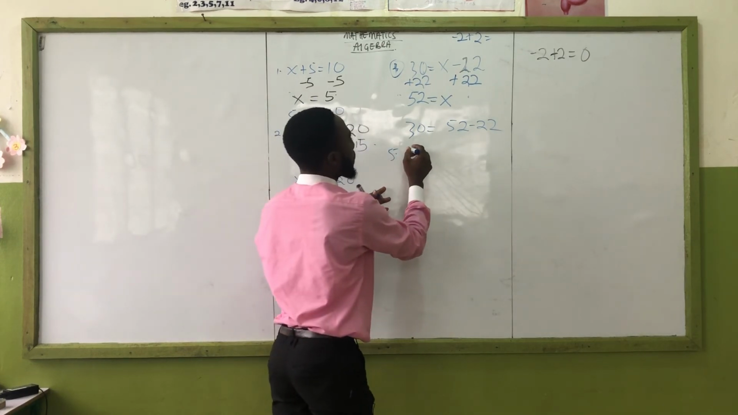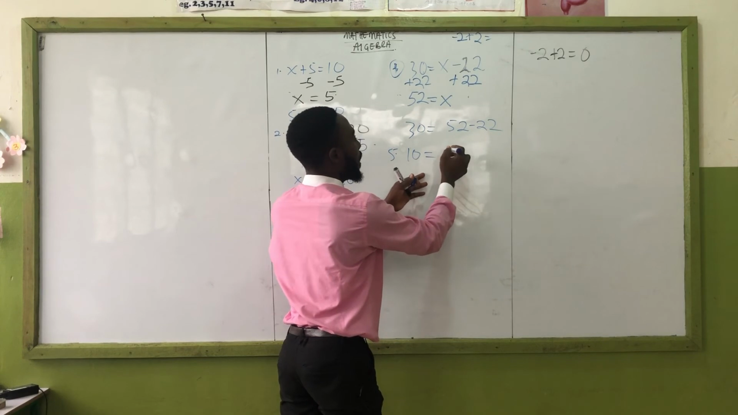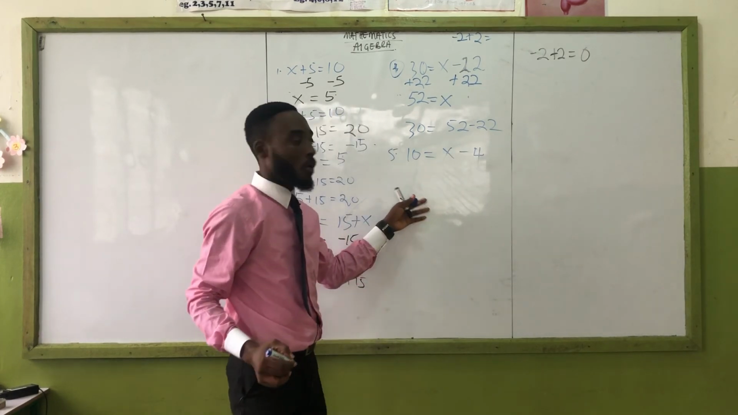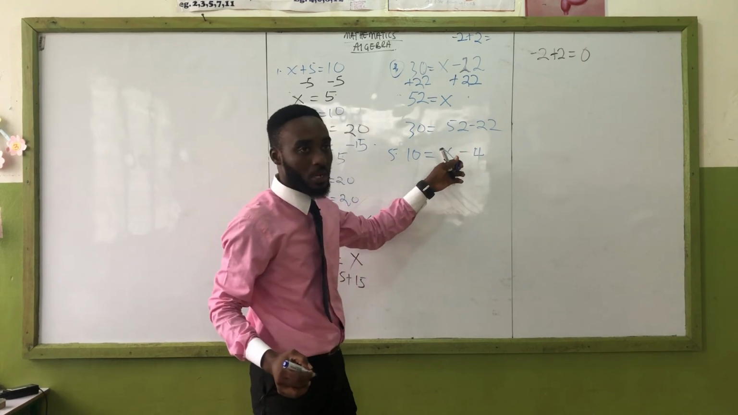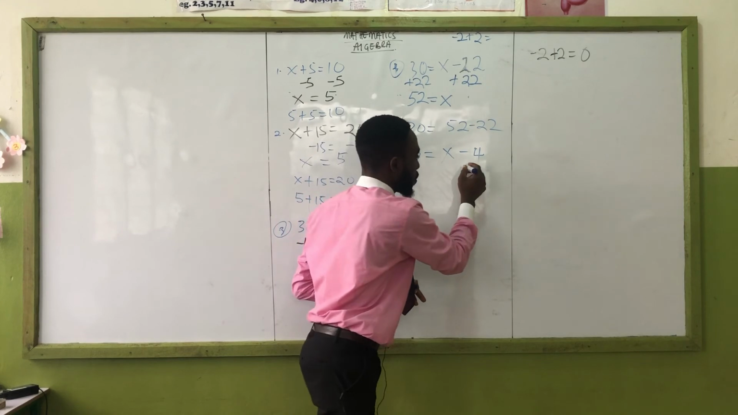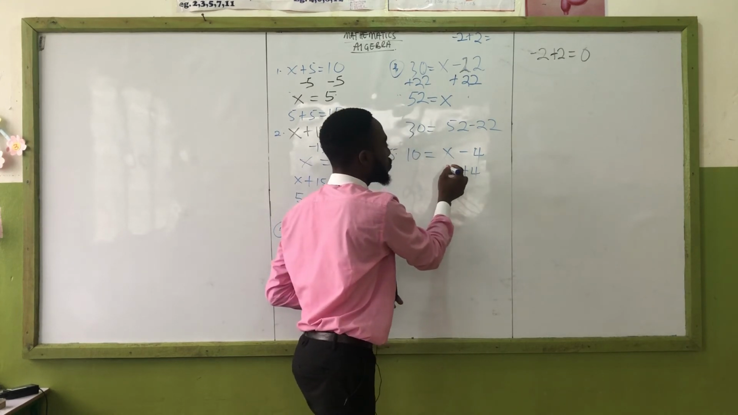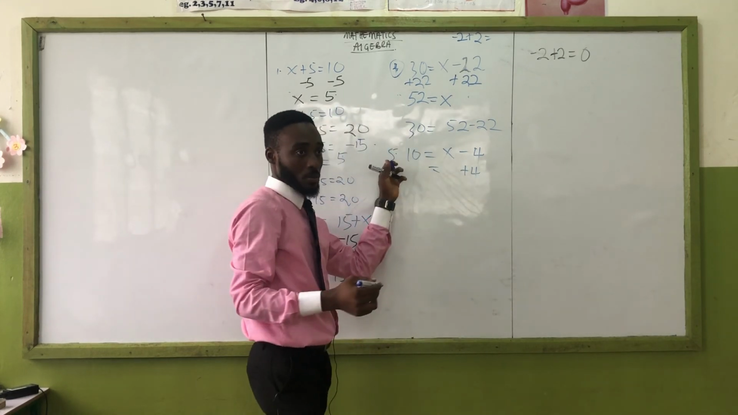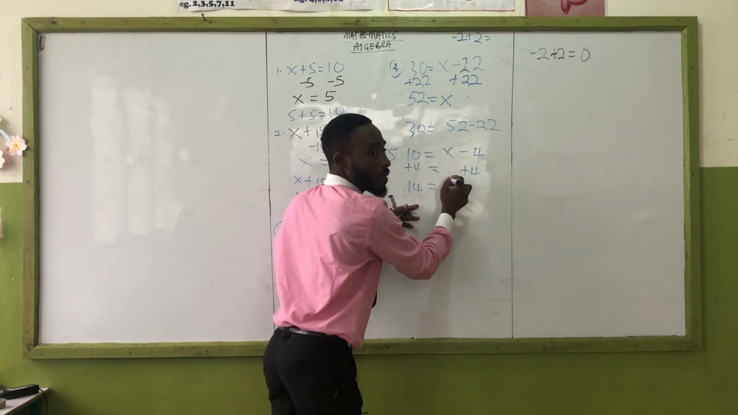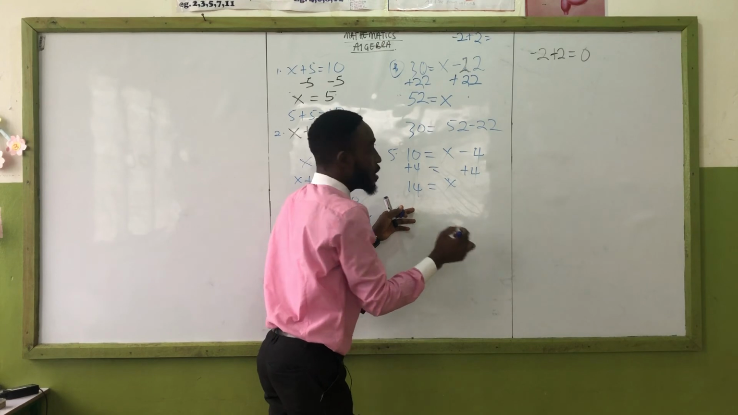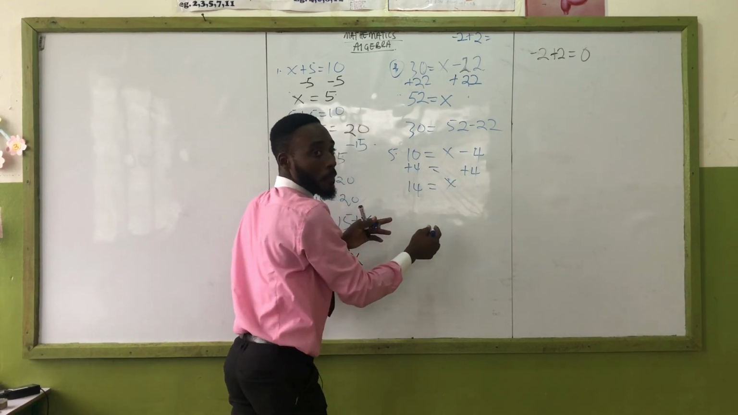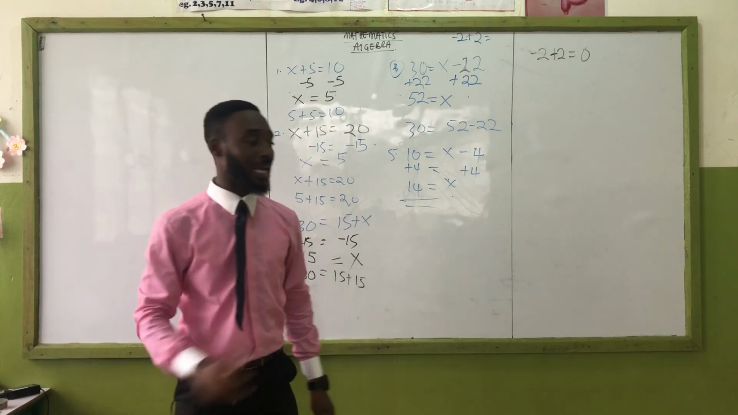Now let's try another one, a simpler one. Let's say 10 is equal to x minus 4. What do I do to make x stand alone in this case? You add, exactly. So you add 4. But whatever I do to this side, I'll do the same thing to the other. So that will be 14 is equal to x, right? Yes. So now let's try it and see if it works. What is 14 minus 4? 10.